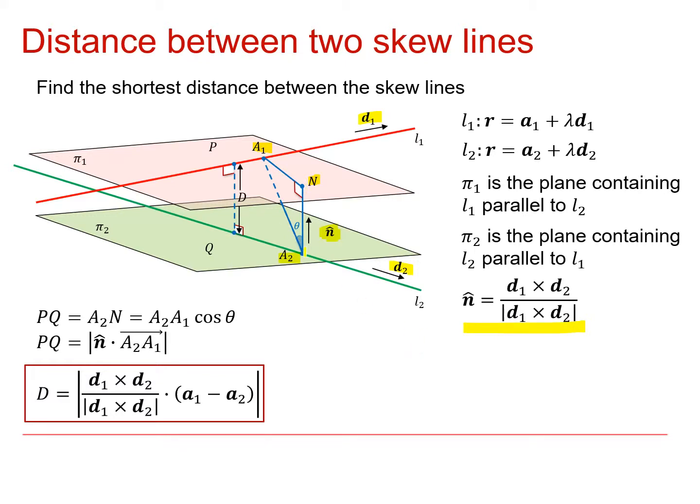So to get this length, A2 to N, I'm going to do this line, A2A1, cos theta. And if we've got cos theta, that involves a dot product. So PQ will be n dot A2A1, the vector between A2 and A1, and I just want the length of it, so I've got the modulus of that. So putting those together, A2A1 is just a1 minus a2 here, and this unit normal vector is just d1 cross d2 over the length of d1 cross d2. That's this thing over here. If you want more explanation for this, then I would suggest that you have a look at your textbook or you have a look online.